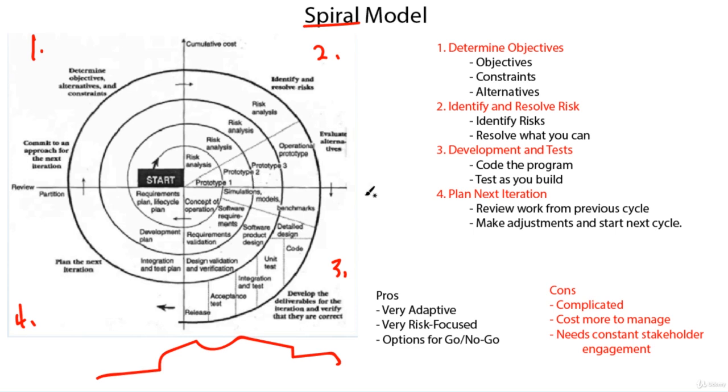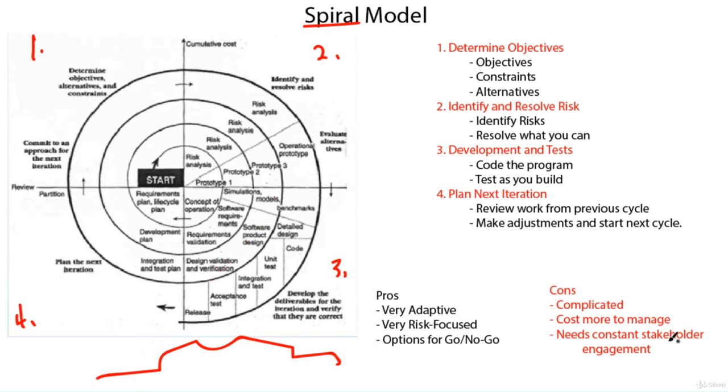Now, this looks complicated, and that's because it is complicated, especially when you're designing this for a real project. It gets very complicated and it costs more to manage. You need to have a very good idea of what you're doing to keep everything on track so you don't start off with a spiral and then just say, okay, we're just going to code it and not actually go through the testing and the implementation and the constant risk analysis.